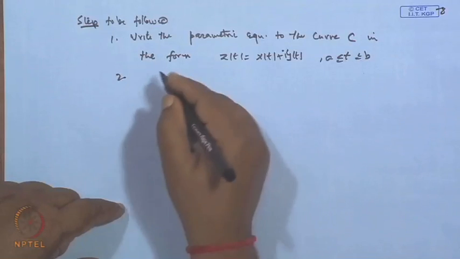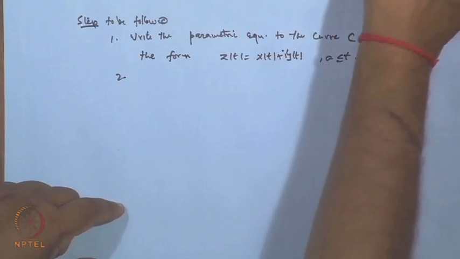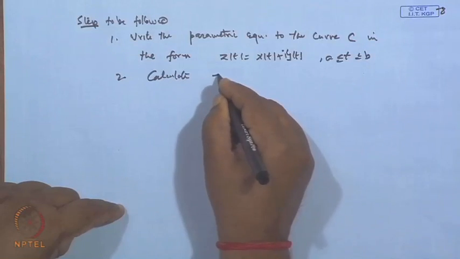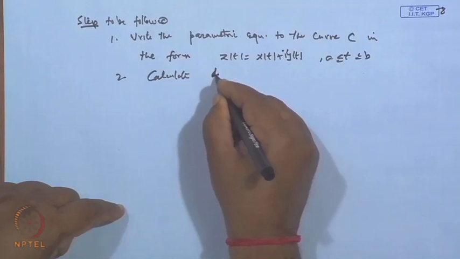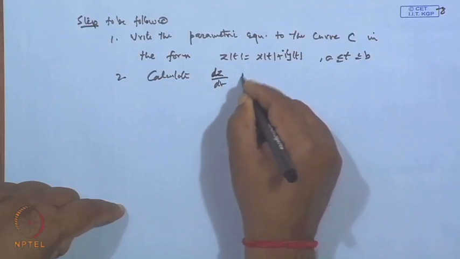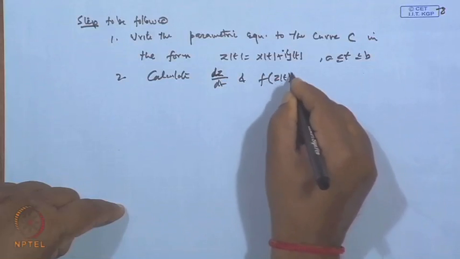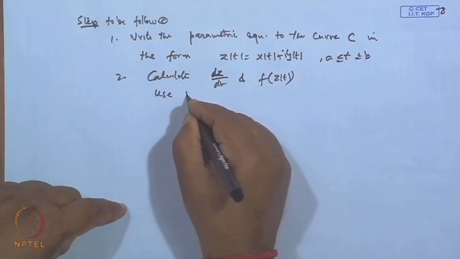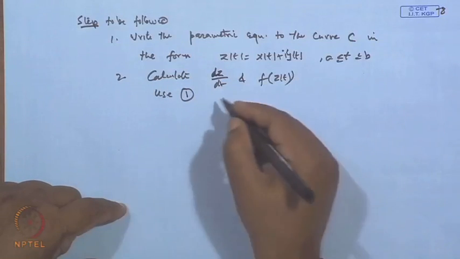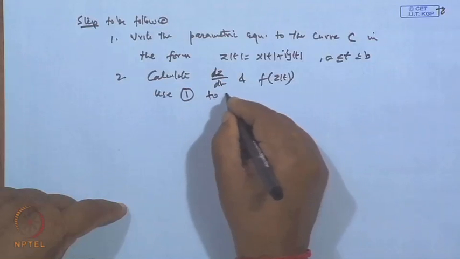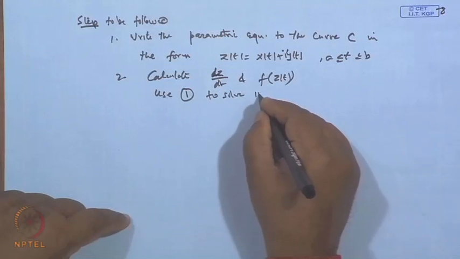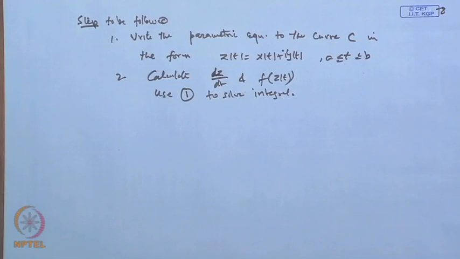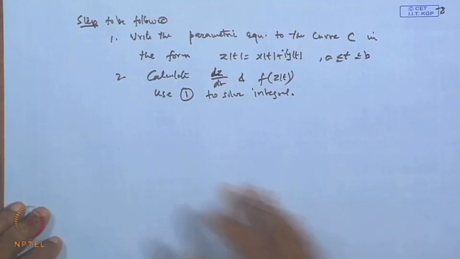Then the second step is, once you get this, substitute it, calculate dz by dt and the value of the function at an arbitrary point z(t), and then use formula 1 to solve the integral. Okay? And the integration limits should be adjusted. Okay? So, let us see why.